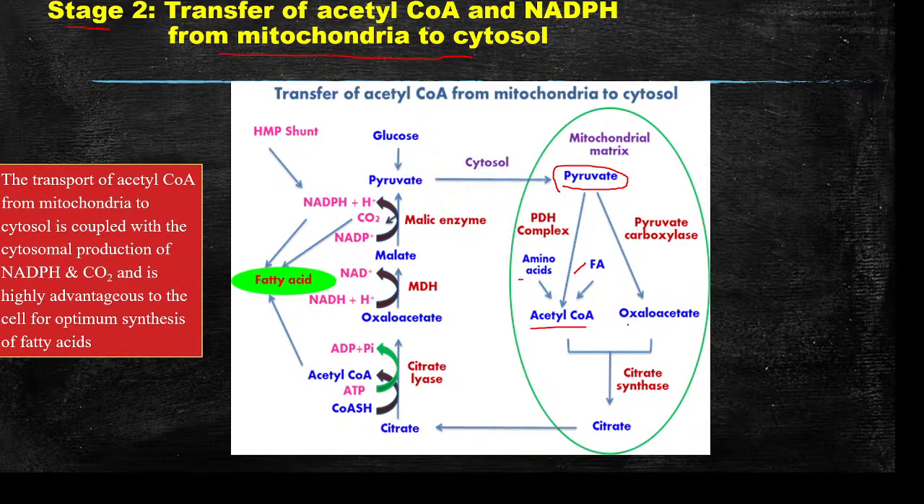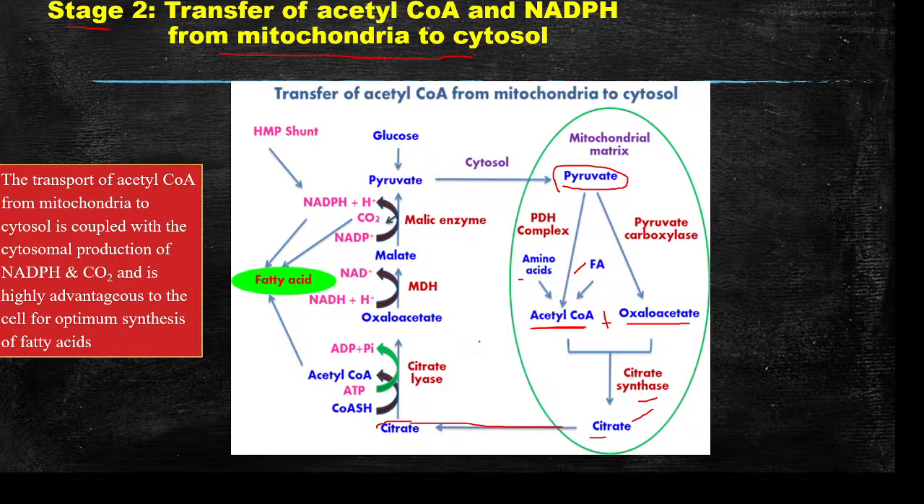So pyruvate, by the action of pyruvate dehydrogenase complex, produces acetyl-CoA, and by the action of pyruvate carboxylase, it produces oxaloacetate. This oxaloacetate and acetyl-CoA react, and by the action of citrate synthase, they form citrate. Since acetyl-CoA is not permeable through the mitochondrial membrane, it is converted to citrate in mitochondria, and it is transported to cytoplasm. In cytoplasm, citrate releases acetyl-CoA.